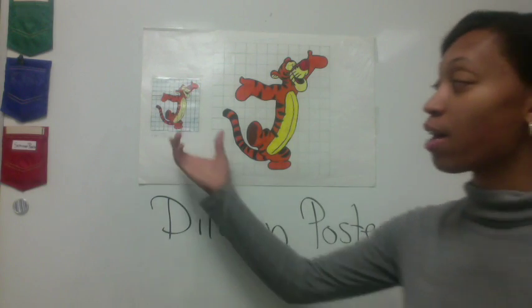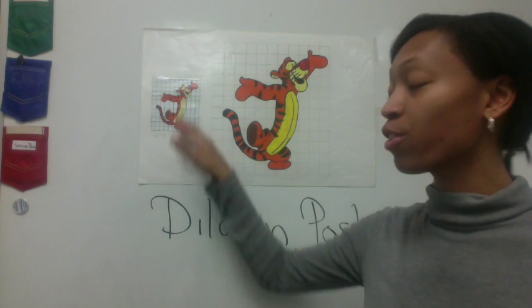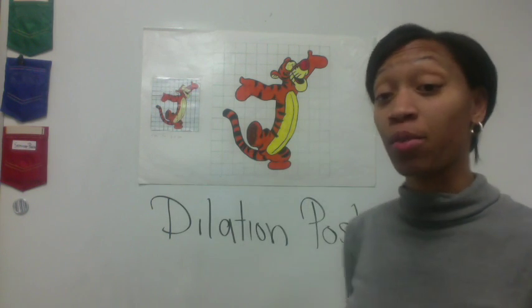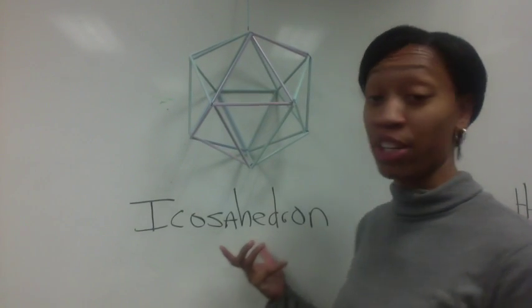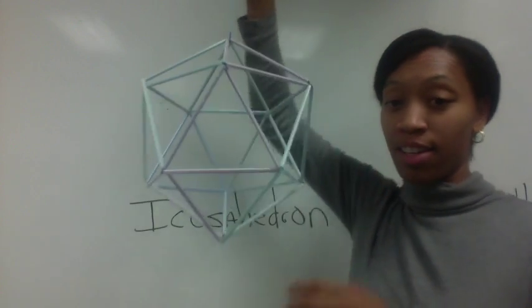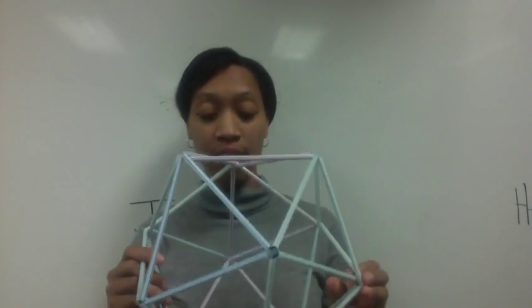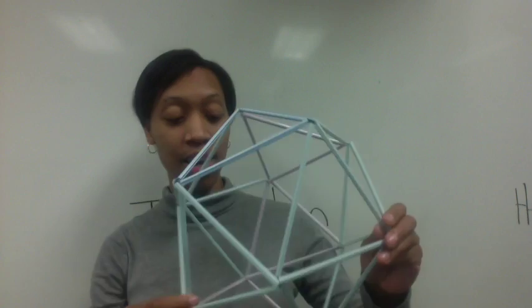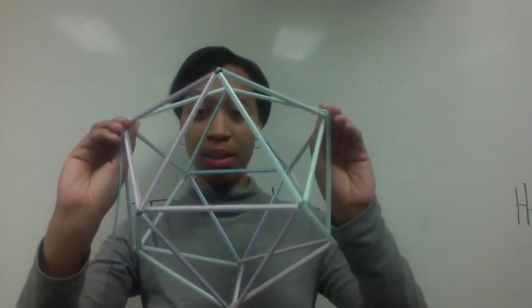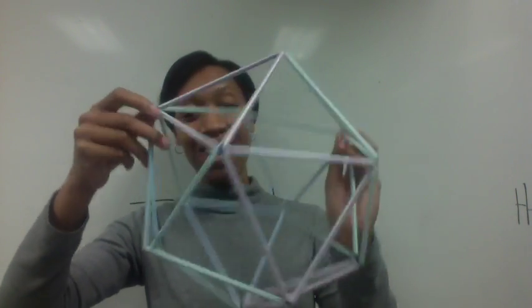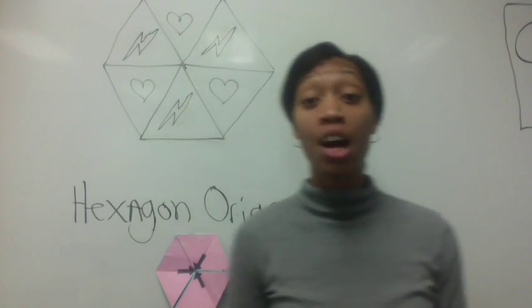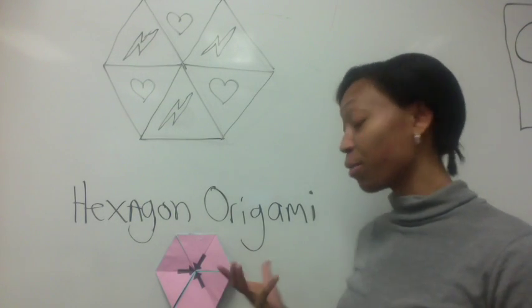Cool. The last part of the project is to create something physical. I have three options for you in that area. The first one is to make a dilations poster where you have an image and you make a scale factor, and then you blow that image up, copying the squares exactly. The next option is to create an icosahedron out of straws and string, and you can see that the icosahedron here has 20 sides, all regular, all the same, each one a triangle. And the last option is to create a hexagon using origami.